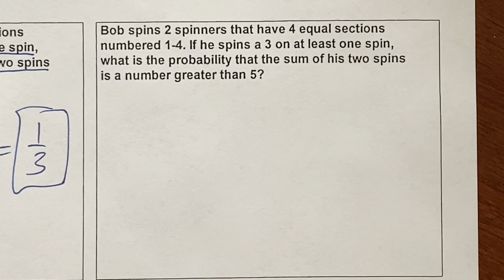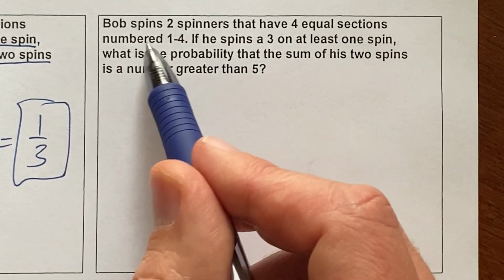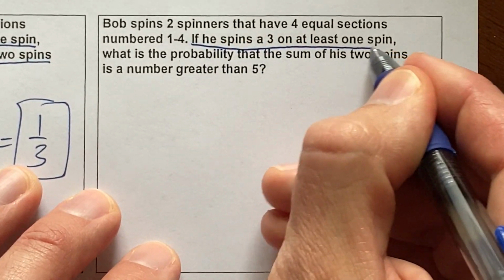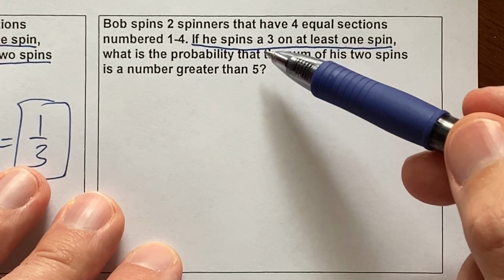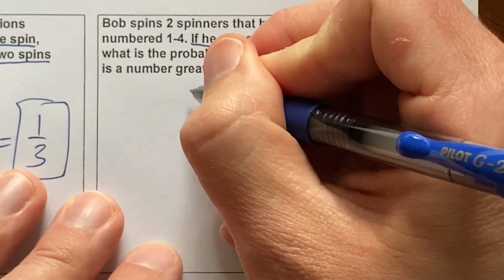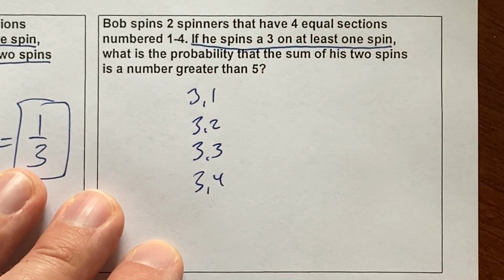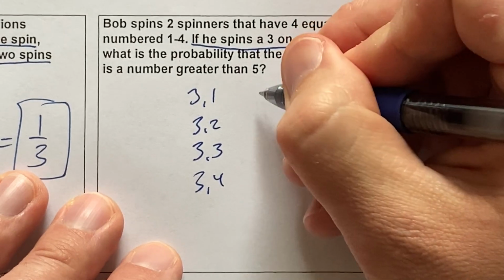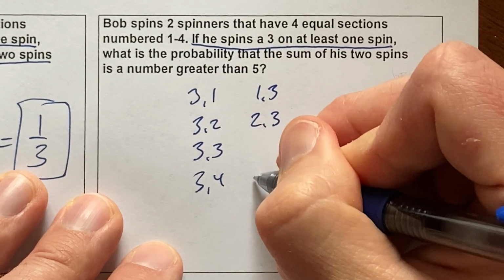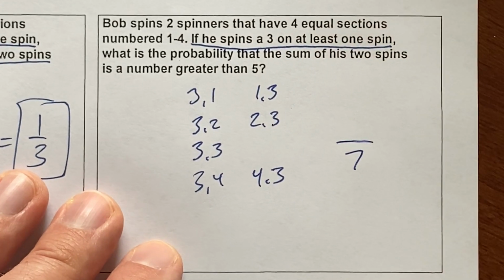Next, I've got Bob spinning 2 spinners that have 4 equal sections this time, numbered 1 to 4. If he spins a 3 on at least one spin, that's like saying given that he spun a 3 on at least one of those. So that would mean 3, 1, 3, 2, 3, 3, and 3, 4. That would also mean 1, 3, 2, 3. Can't do 3, 3 again, it would be the same. And 4, 3. So total, I would have 7.